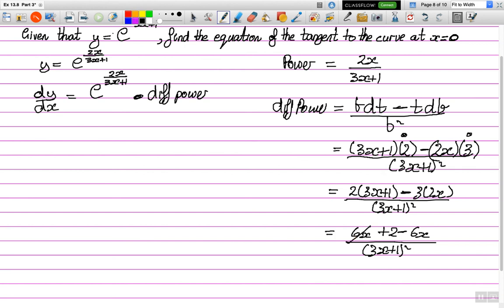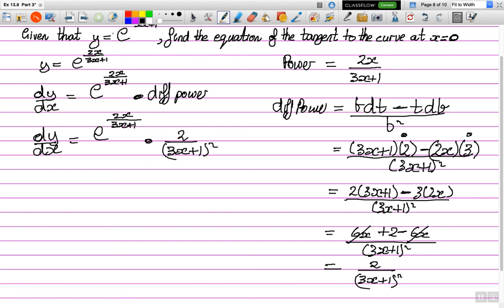Now 6x minus 6x, they cancel each other out. So what we're left with is 2 over 3x plus 1 all to be squared, and that's the differential of the power. So we come back up here, we've got dy dx is equal to e to the 2x over 3x plus 1 times the differential of the power, which is 2 over 3x plus 1 all squared.